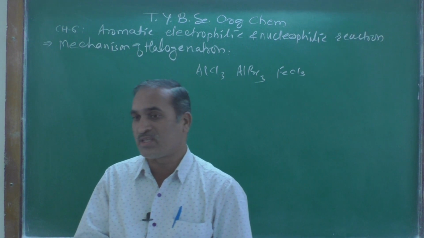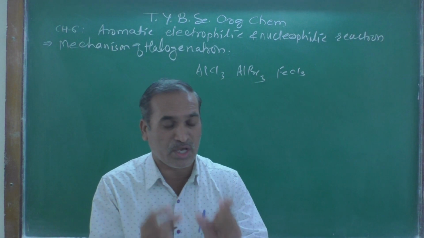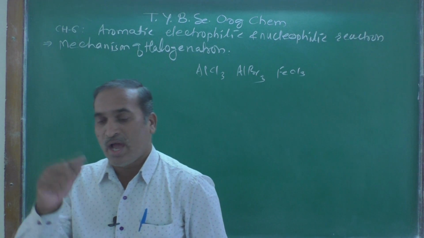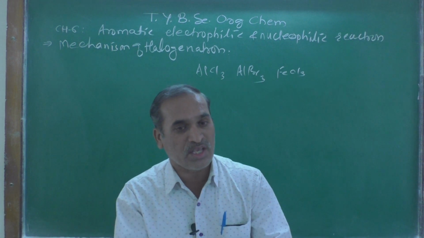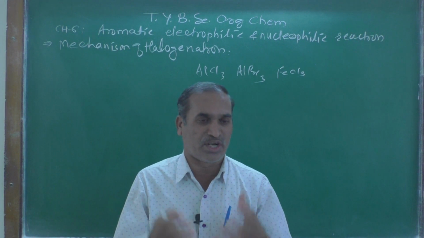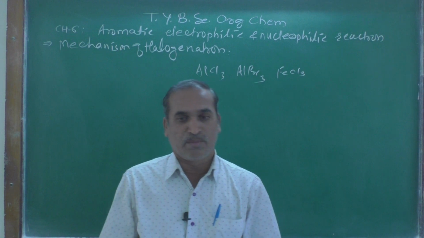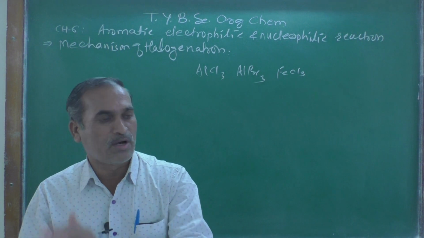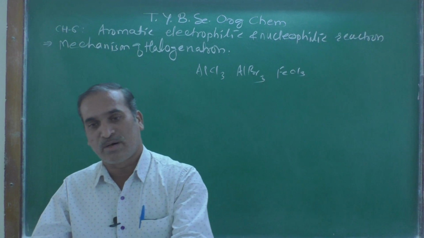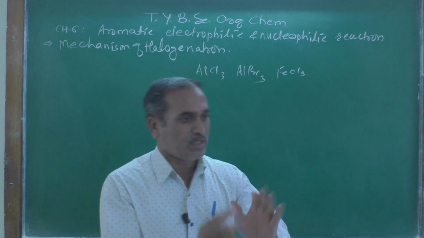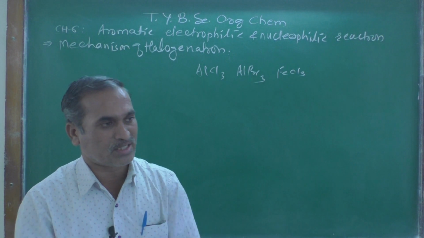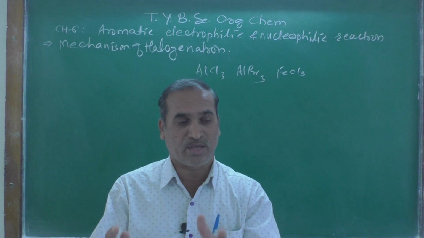Without the Lewis acid, the reaction does not take place. Therefore the Lewis acid polarizes the halogen molecule, and that halogen molecule is converted into an electrophile. Once the electrophile is generated, it attacks the benzene nucleus, and there is formation of the arenium ion or the sigma complex. Lastly, aromatization takes place, and we get the formation of the product. That process is known as halogenation.